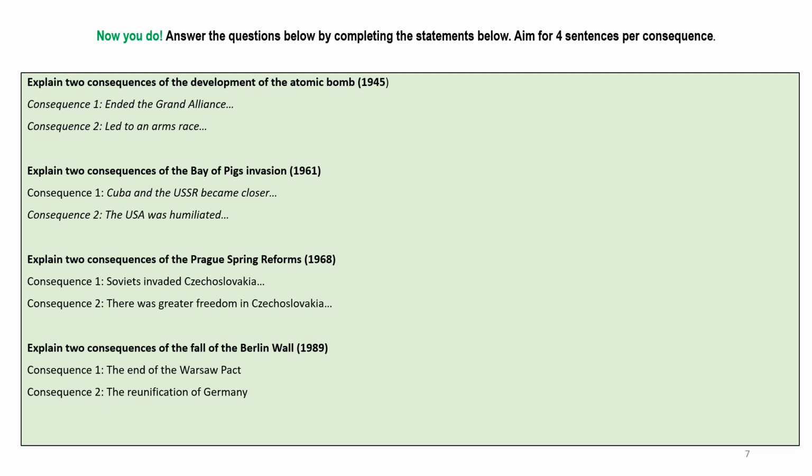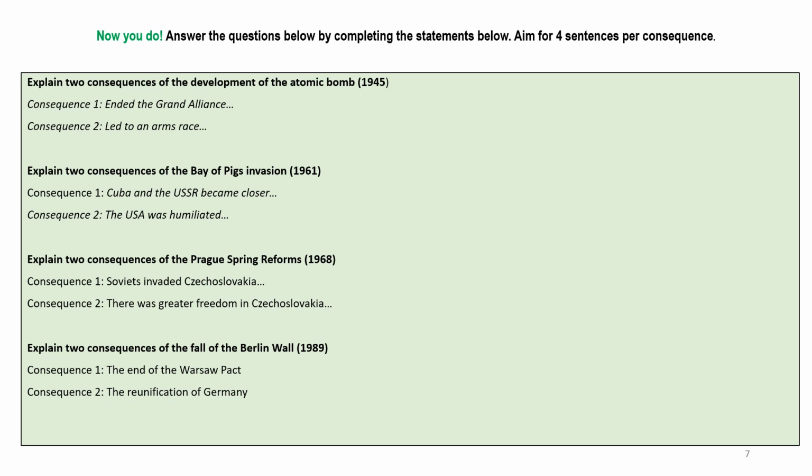And the third question, explain 2 consequences of the Prague Spring reforms in 1968. So again, what happened because of the Prague Spring reforms? Well, there were 2 things that happened. The first thing is that Soviets invaded Czechoslovakia. So you're going to add detail of that invasion. How many tanks? How many troops? Were they successful? What did the people of Czechoslovakia do?